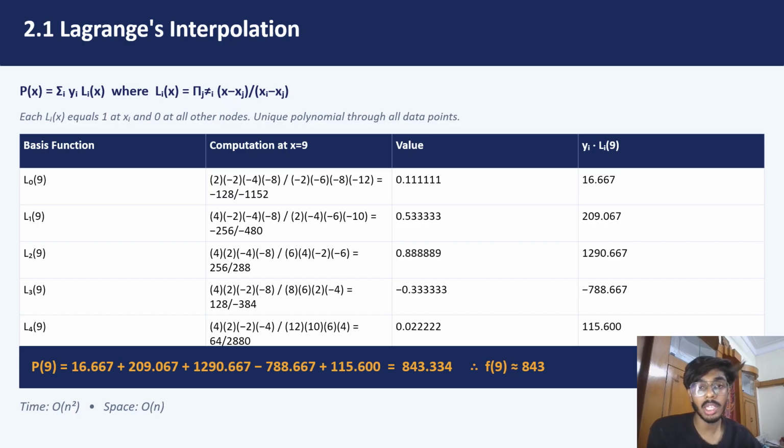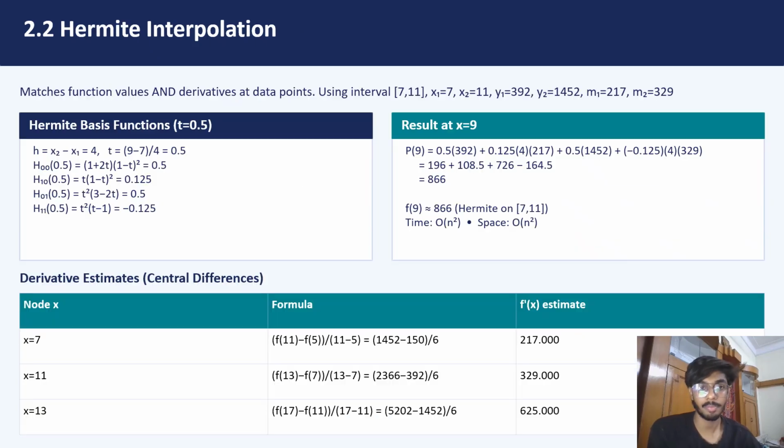By computing this, we will get the values for the same iteration at the different points, and we'll then find yi times li for 9. After putting all this into the p of x equation, we will obtain the value of f of 9 to be approximately 843. The time complexity for Lagrange's interpolation is order of n square, and space complexity is order of n. Then we have Hermite interpolation.